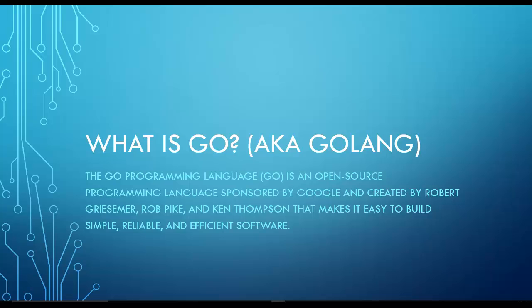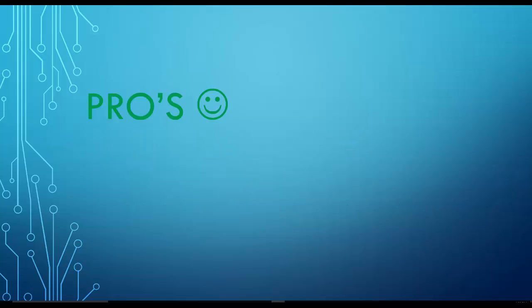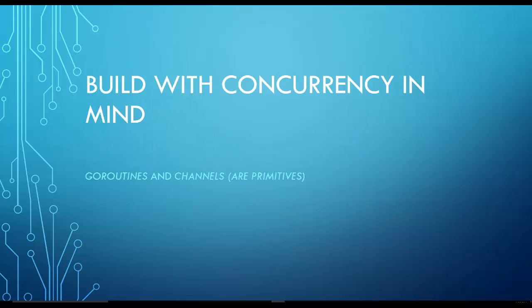So they made it so that it was easy to build, simple, reliable, and efficient. So essentially, it was to solve some of the more complex problems in the world of programming, problems that companies like Google run into when they're dealing with petabytes of data that they're sifting through each day. Now, I'm going to start with the pros of Golang.